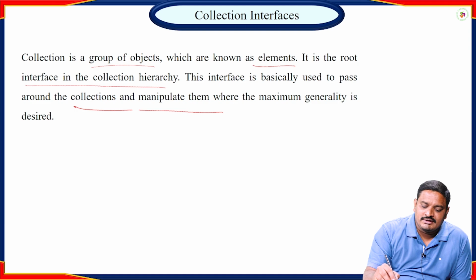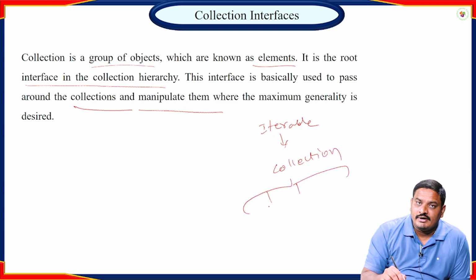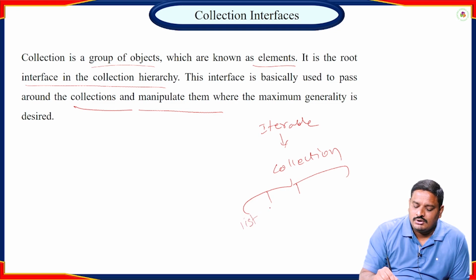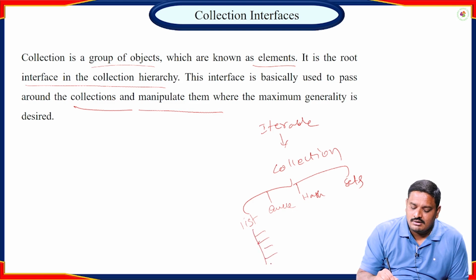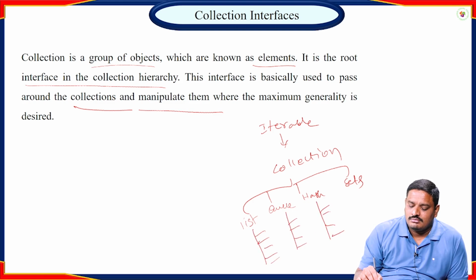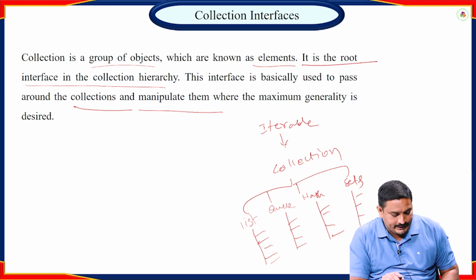What is the root hierarchy? In the first slide we discussed iterable. Under the iterable, collection is there. Under this collection there are different interfaces. What are the interfaces? List interface, queue interface and hash list. Next, some sets are there. Set interface. These all are the interfaces. Under these interfaces the classes are described. That's the meaning of root interface in the collection hierarchy.